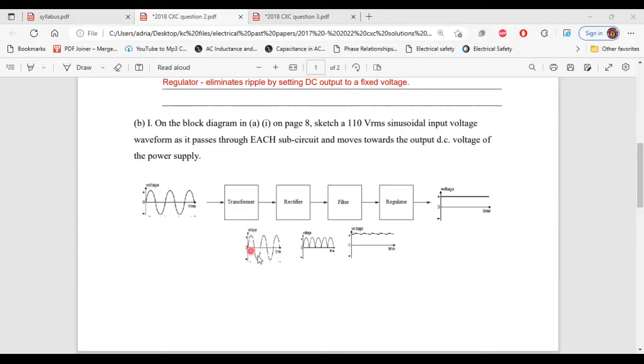Now, the output sine wave here will be going through the rectifier. Once it passes through the rectifier, it will be converted to a pulsating DC waveform. Then this DC waveform will pass through the filter. The filter now will try to smooth out the pulsating DC waveform, and we're going to end up with a DC waveform with AC ripples. All right. So this waveform now will go through the regulator. Once it passes through the regulator, then you're going to have a pure DC signal or DC waveform. So that's it for part one of B.